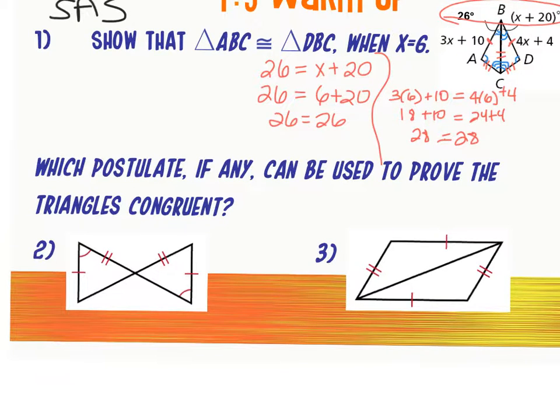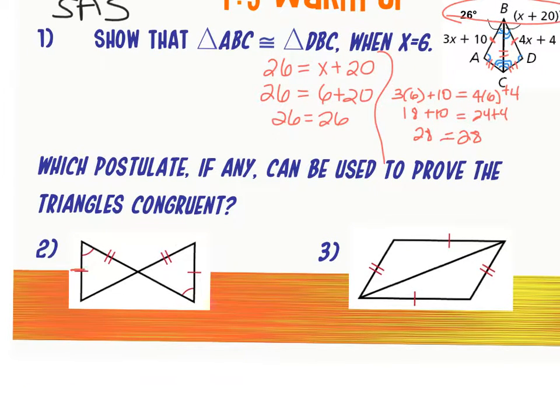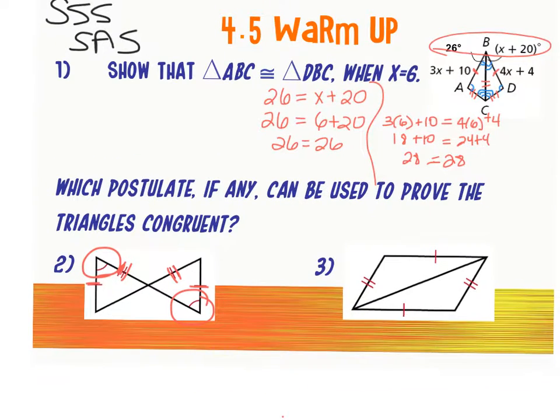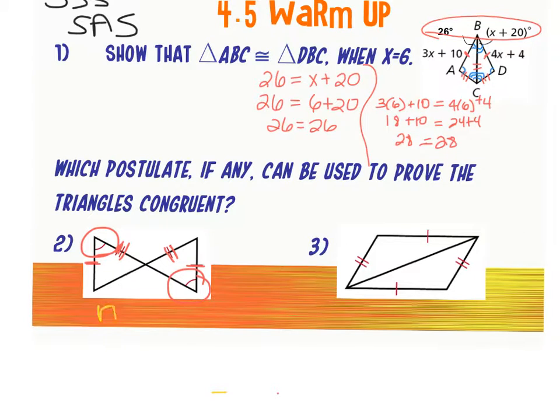All right, which postulate, if any, can be used to prove the triangles are congruent? So if I look at number 2, do I have side, side, side, or side, angle, side? No. Okay, careful. What do you have? On this side, a side, right? I've got, yeah, 1 side and 2 tick marks on that one. 1 side and 2 tick marks on this one. This is the included angle, but this one's not. So this is no. There's not enough information to prove that those triangles are congruent.